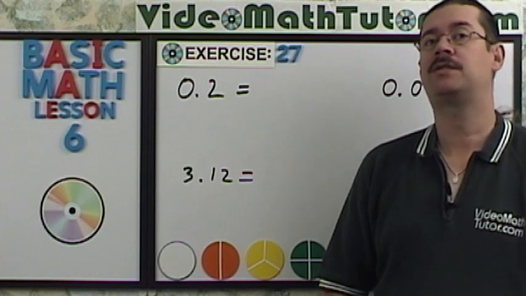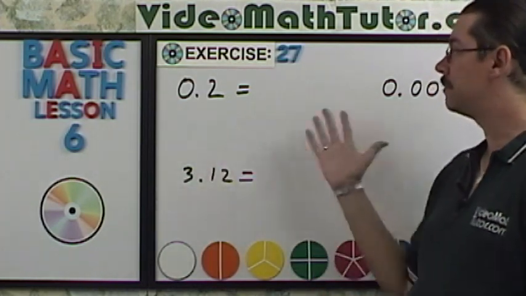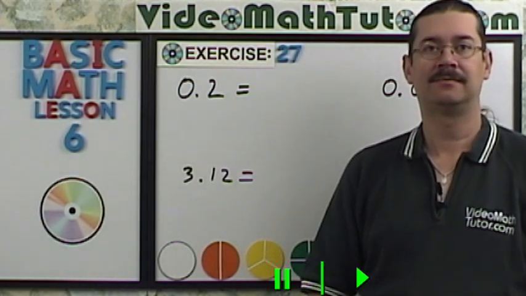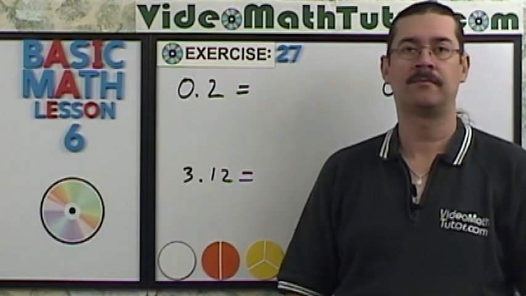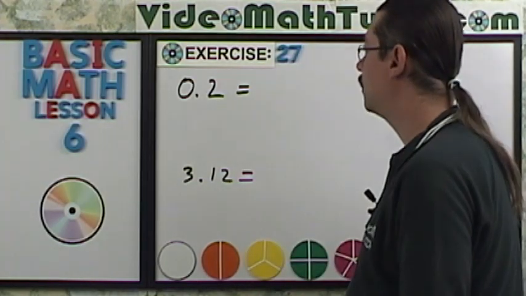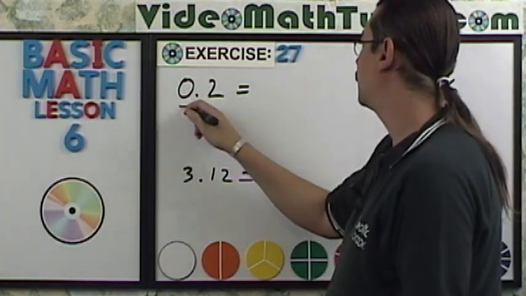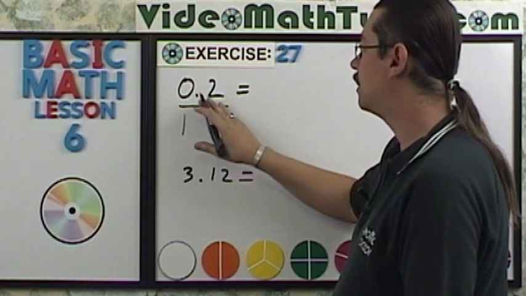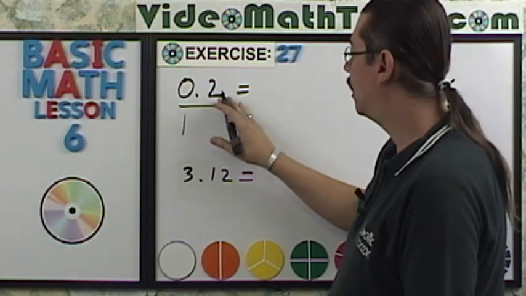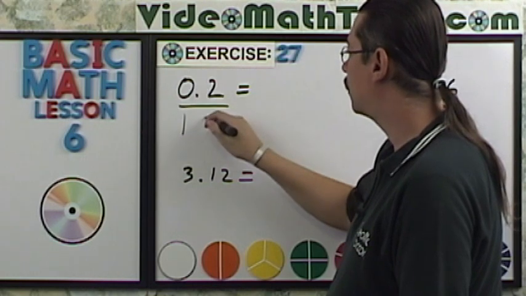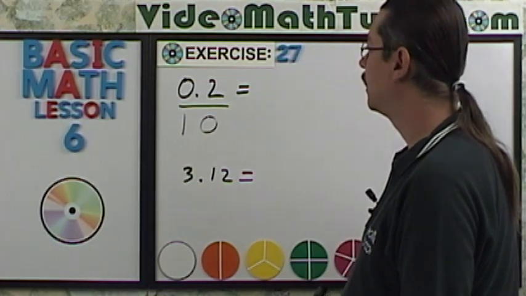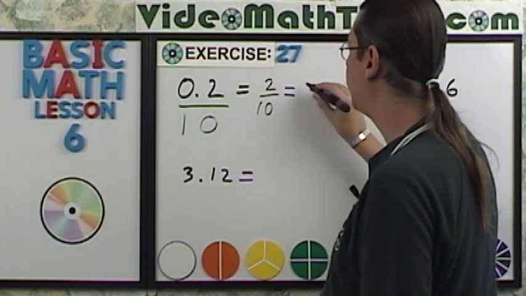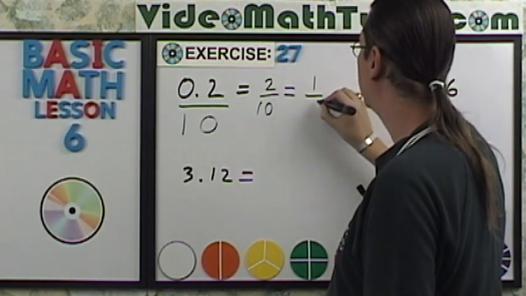Exercise 27 wants us to convert each of these decimals to fractions. Give it a try. Well, let's go through the procedures. First, I want to put this all over 1, and then the zeros down here match the decimal places on top. So there's one spot, so just 1 0. So this is really 2/10, which can be reduced to 1/5.